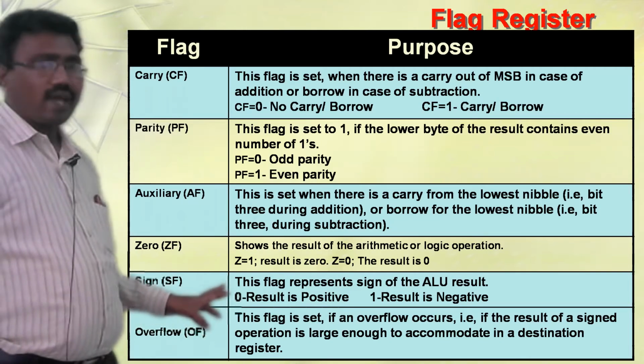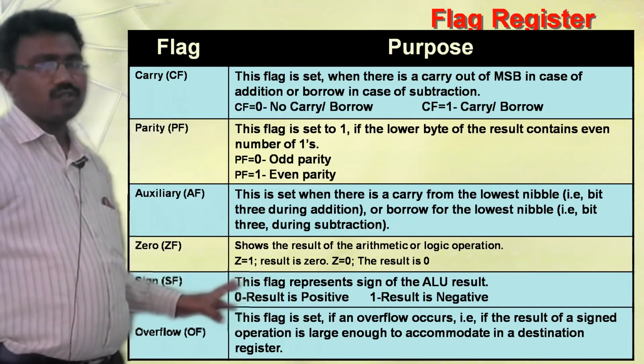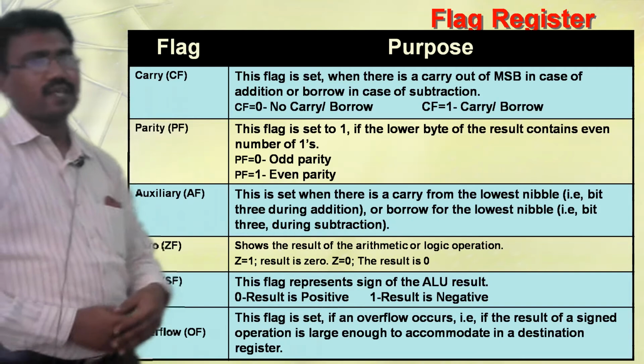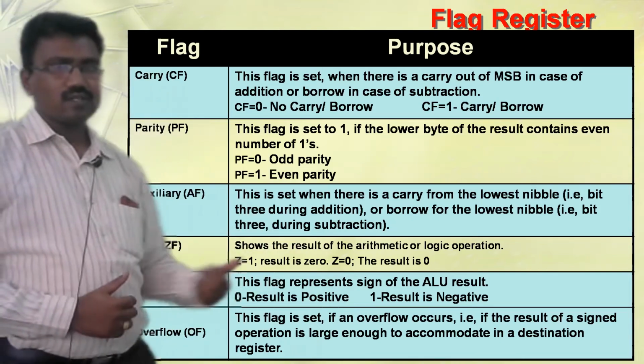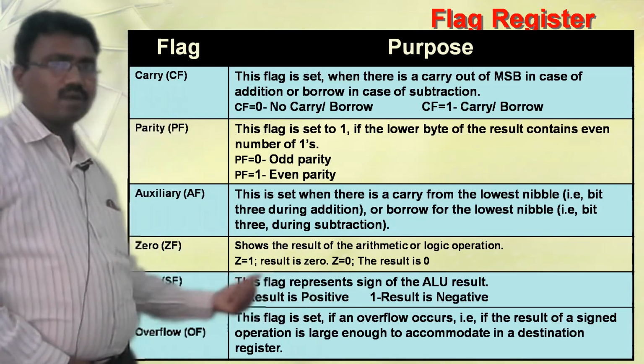Coming to the next one, sign flag. If it is equal to 1, the ALU result is negative. If it is equal to 0, the ALU result is positive. In the result, the leftmost bit is the sign bit. If it is equal to 1, the sign flag is equal to 1, that is a negative result. If the leftmost bit of the ALU result is equal to 0, then the sign flag is equal to 0. It's nothing but a positive result.